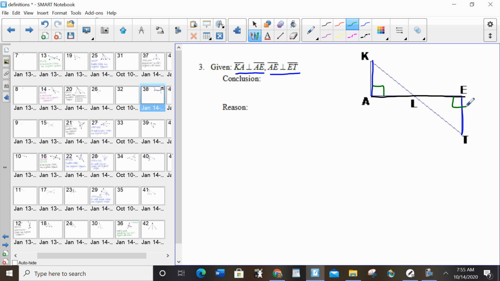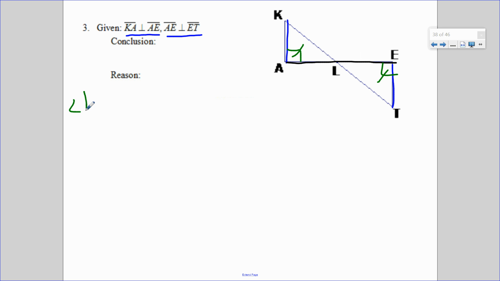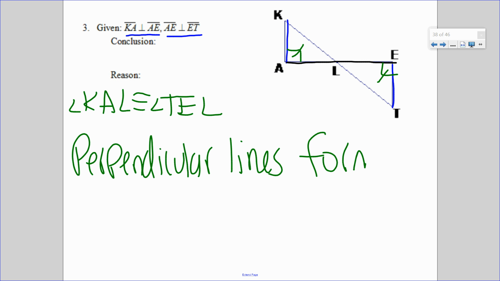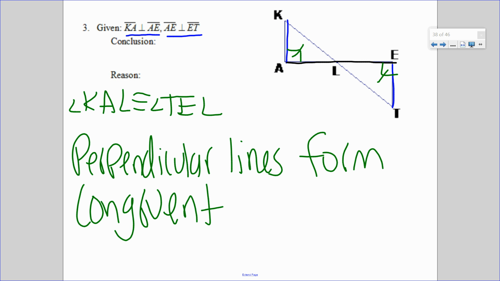So the right angles don't have to be next to each other. If they're both right angles, then they must be congruent. So I can say that angle KAL is congruent to angle TEL, perpendicular lines form congruent right angles.